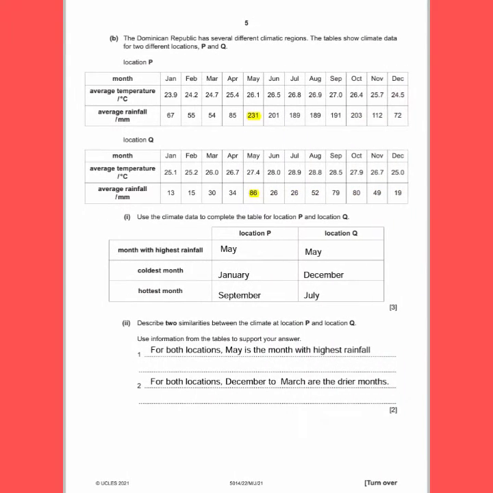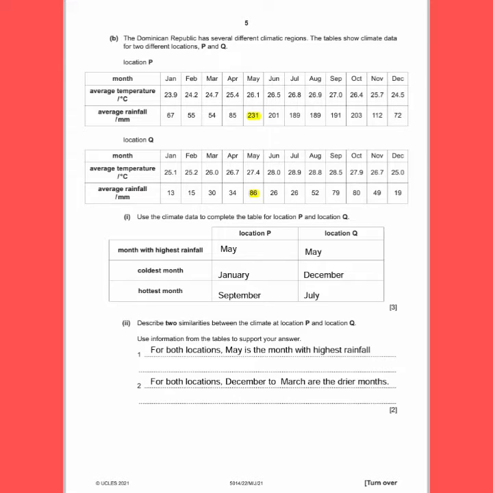Then we have some data for different climatic regions. We have location P and location Q, and you have been given average temperature and average rainfall for both locations. They're asking you to use the climate data to complete the table for location P and location Q, writing the month with highest rainfall. Just go through the data and you'll see that for both locations May is the month with highest rainfall. Then I recorded the data for the coldest month and hottest month.